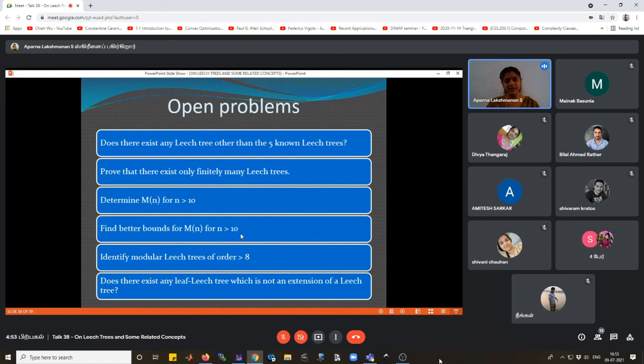We have got 5 leech trees. Maybe there are more. If at all it exists, the number of leech trees is finite. You can prove it as a result. How can we do that? Maybe we can prove that if at all a leech tree exists, the order of that tree will be, say, less than 1 lakh. Order less than 1 lakh means it is finite. Like that, we can prove that there exist only finitely many leech trees. So, is it possible to prove that? Then determine the value of m of n for n greater than 10, or even a better upper bound for m of n for n greater than 10.